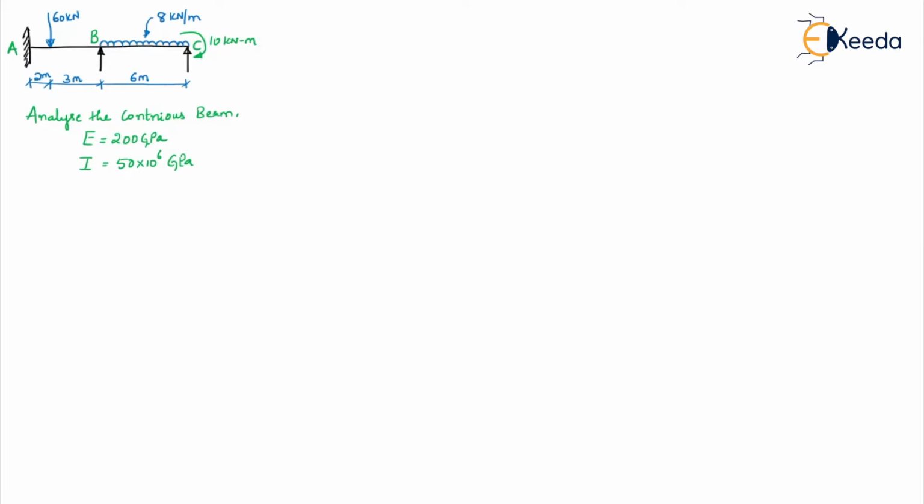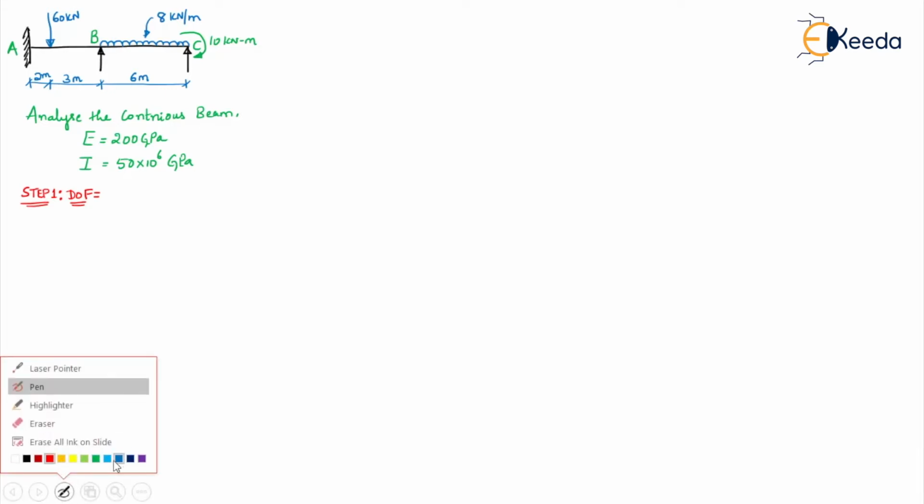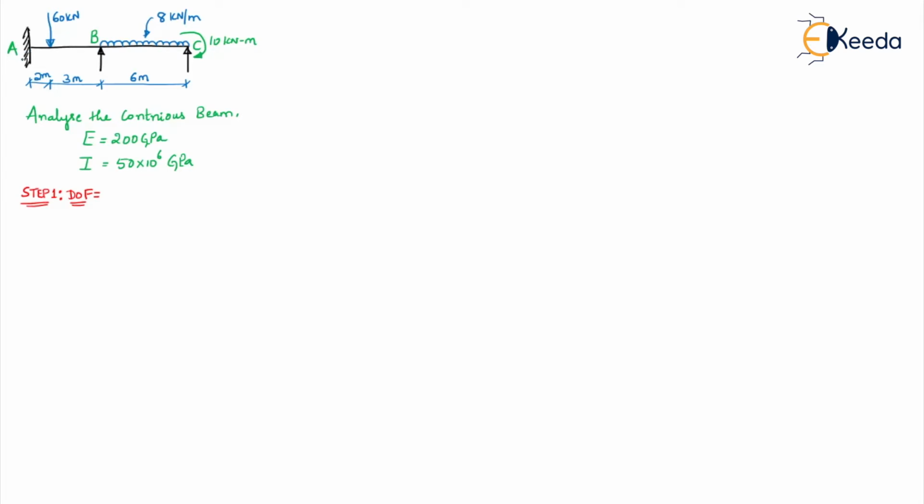Right, so to start with, what is the first step in solving by the stiffness matrix method? Step 1 is to identify the degrees of freedom. How many degrees of freedom are there in this particular problem? A fixed support will not have any degree of freedom. This is a simple support, so there will be a moment here, and this is also a simple support, so there will be a moment here. So there will be 2 degrees of freedom, theta B and theta C.